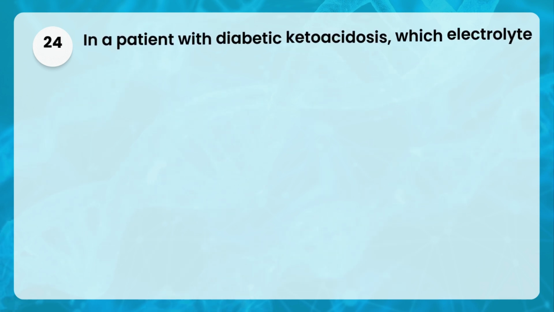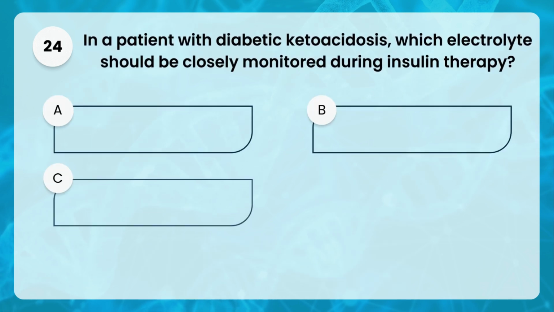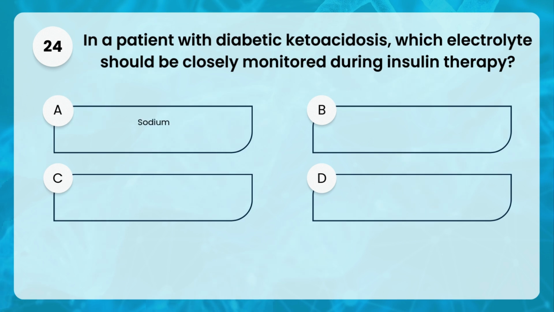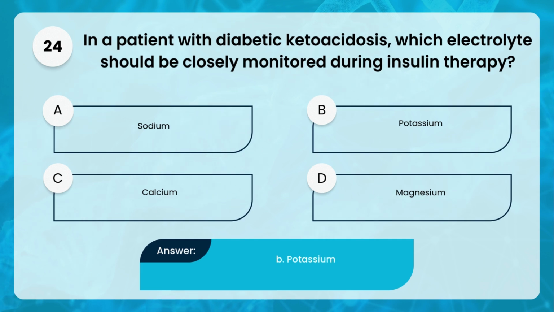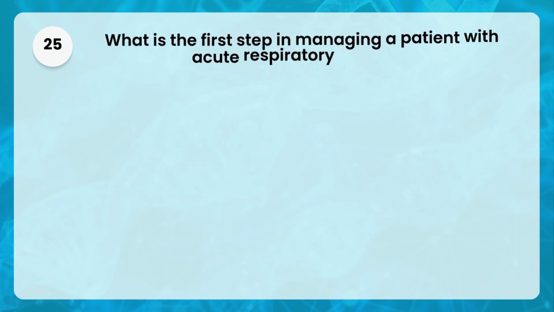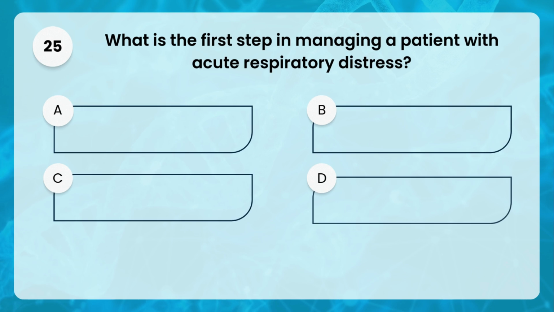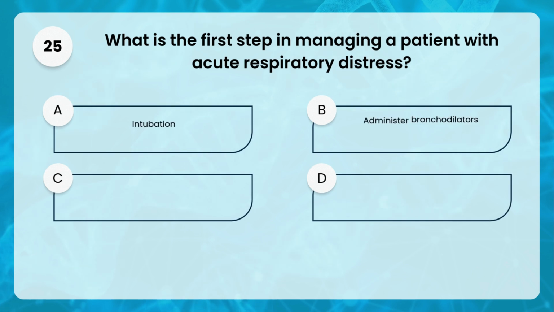Number 24. In a patient with diabetic ketoacidosis, which electrolyte should be closely monitored during insulin therapy? A. Sodium, B. Potassium, C. Calcium, D. Magnesium. The answer is B. Potassium.